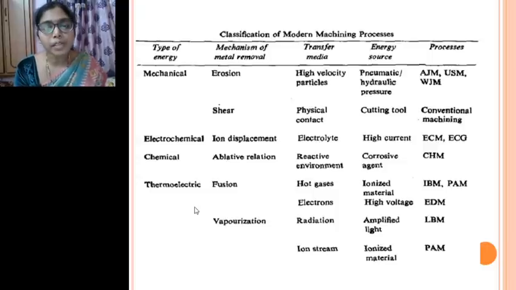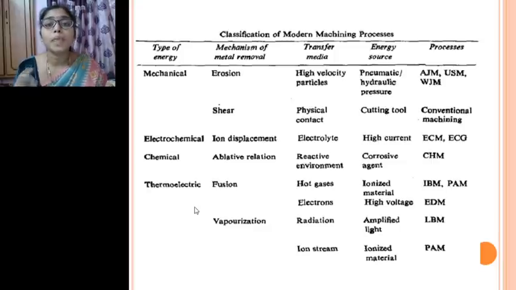These are developed mostly to remove the material or to finish the surfaces of hard materials and also brittle materials. Now, by using conventional machining, can you machine a glass surface? No, you cannot machine a brittle surface. But by using a non-traditional machining process, you can machine a ceramic material, a brittle material, a hard material. So these processes have come into the picture to machine hard, high strength, brittle and fragile materials.